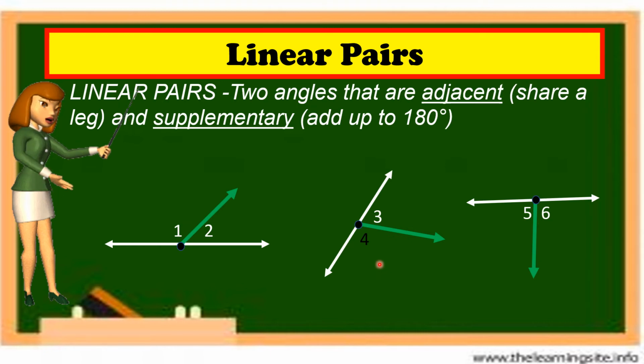We have also angle 3 and angle 4. Angle 3 and angle 4 share a leg, and the two angles are adjacent. At the same time, they form a linear pair. So if we find the sum of angle 3 and angle 4, that is equal to 180 degrees.